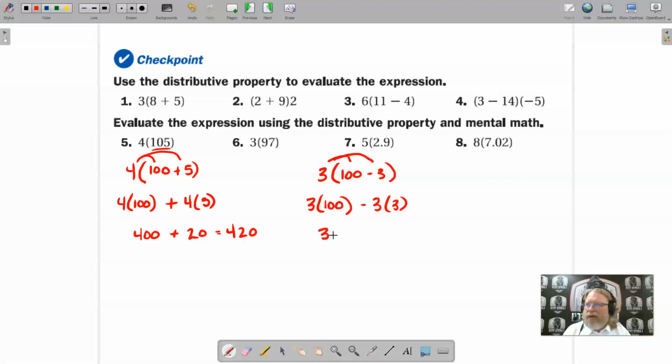3 times 100 is 300. Minus 3 times 3 is 9. And 300 minus 9 is going to give me what? 291, right? So that would be 291.